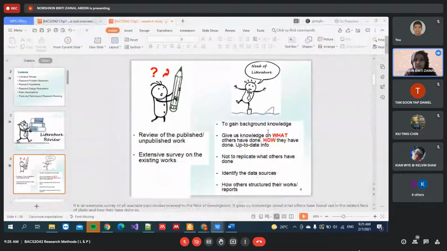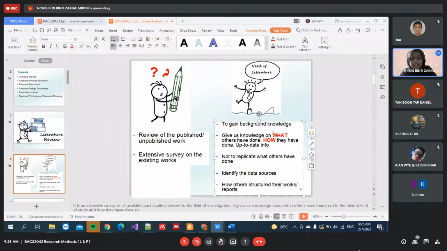It gives us knowledge on what others have done and how they have done it. Why do we need to know what other people have already done? Because if they have already done the research, why do I need to do the research? So we need to know whether the research has already been done before, or what we can improve from the previous research.